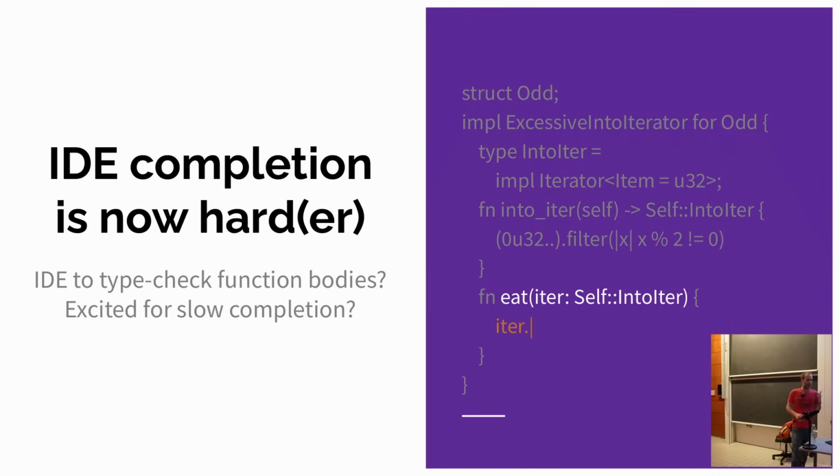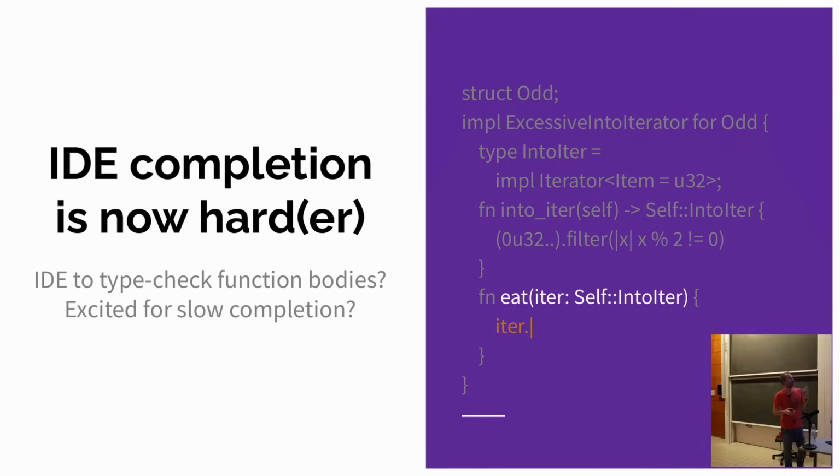Now, the other reason why this is tricky is for IDE completion. IDE completion is already pretty hard, but let's imagine that we have this code from before, but I haven't written eat yet. So I'm in the body of eat, and I write iter dot. What completions do I get? iter here is of type Self::IntoIter, but we don't know what type that really is. The only way for the compiler to figure that out is by parsing the body of this function and running type checking on it. And you don't really want your IDE to have to implement full type checking, because then it gets really, really slow. And we don't like slow IDEs.